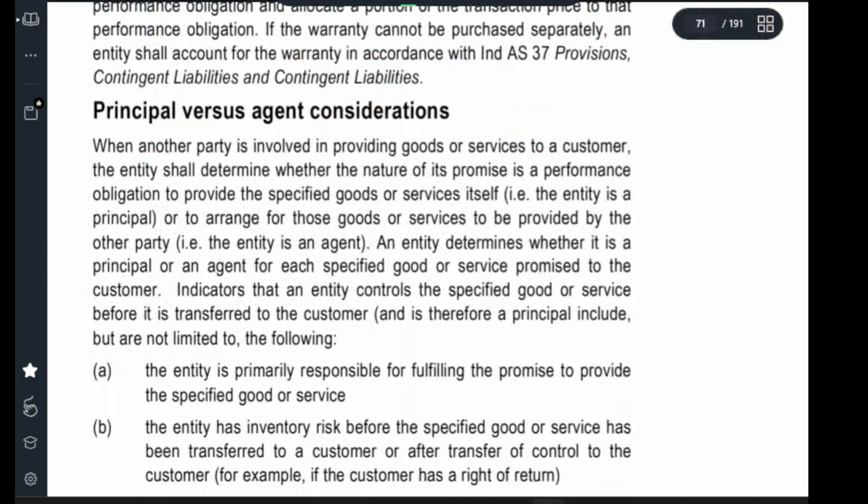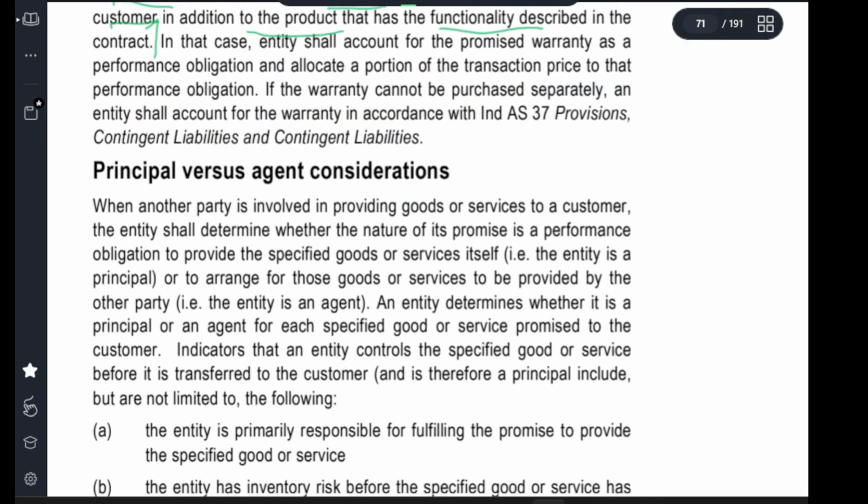In that case, the entity shall account for the promised warranty as a performance obligation and allocate a portion of the transaction price to it. So they have a performance obligation. If the incident happens, they are required to pay an amount linked with the warranty. So you should not recognize revenue; you should recognize a liability in respect of this warranty.